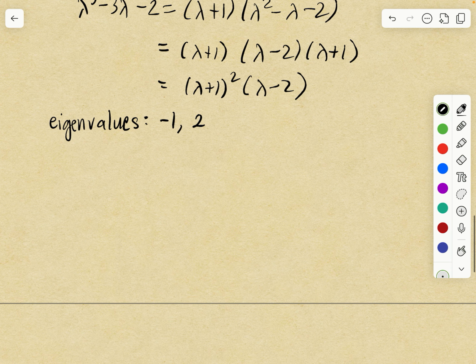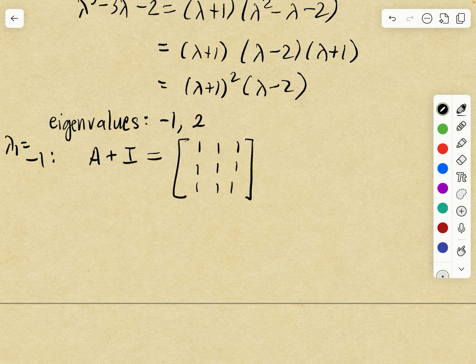Now we need to find the eigenvectors. That basically amounts to finding the eigenspace, the space of eigenvectors for each of the eigenvalues. So let's look at the eigenvalue negative 1. For negative 1, let's just call this lambda 1. For this one, we need to find A minus negative 1 I. So this is going to be 1, 1, 1, 1, 1, 1, 1, 1, 1.